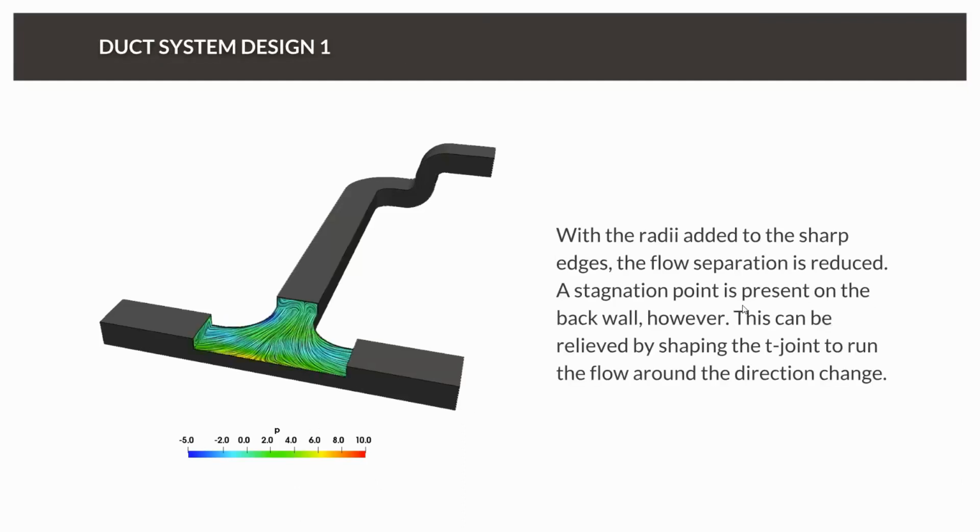And if we add a radius, as you can see, we actually have a smaller pressure drop, but we still have a stagnation point which is present at the back wall here. This stagnation point is still creating some kind of pressure loss, and therefore we will add another radius, or reshape the T-joint to help the flow run around the corner.